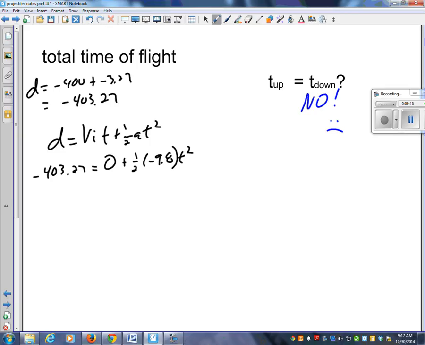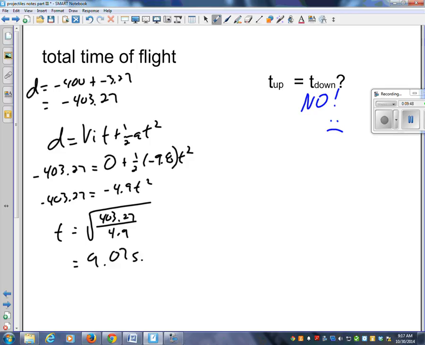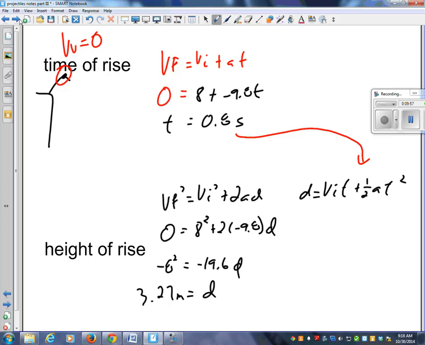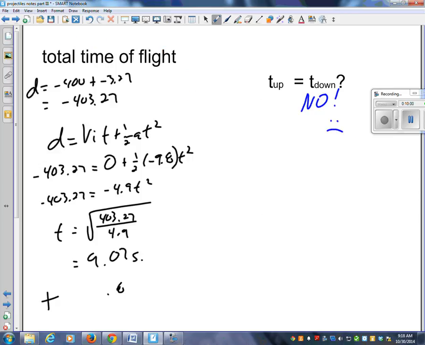Okay, let's solve for this. Minus 4.9 t squared. So t is going to be the square root of 403.27 all over 4.9. I get 9.07 seconds, but what do I have to do? I have to add on this time right here, 0.8 seconds. And I can do that in my head. Why am I doing it on a calculator?